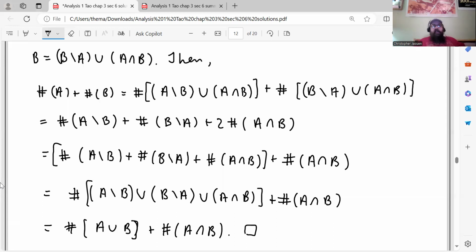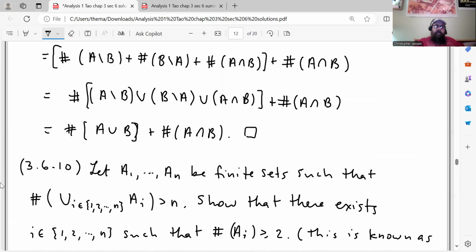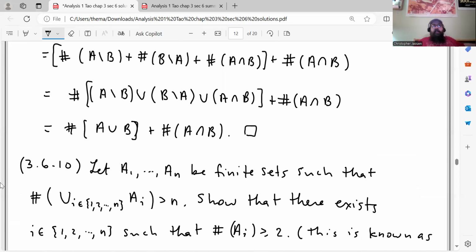That's equal to the cardinality of A minus B plus the cardinality of B minus A plus the cardinality of A intersect B plus the cardinality of A intersect B, which is equal to the cardinality of A minus B union B minus A union A intersect B plus the cardinality of A intersect B. Again, all these things follow from the fact that the sets I'm working with here are disjoint. And then the cardinality of that first set is equal to the cardinality of A union B plus the cardinality of A intersect B, and that's it.